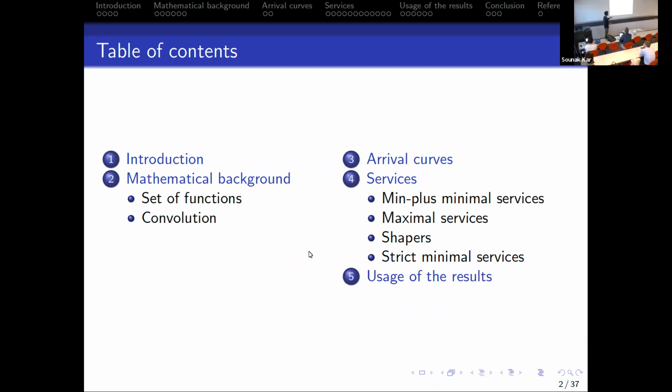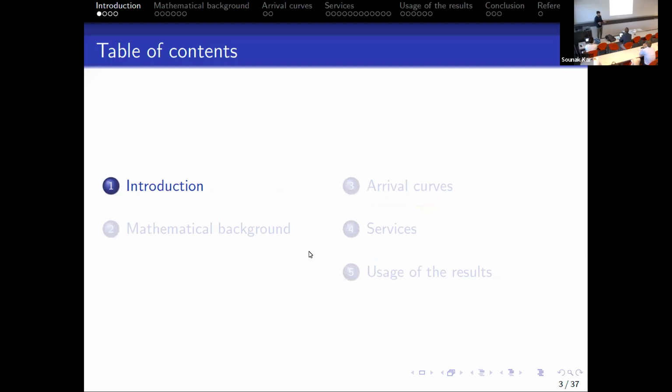Then I need to come back just a little bit, don't worry, on the mathematical background, like the set and function that I will use, the definition of the cumulative curves and the convolution. And then we can show you the relation, the equivalence between the left and the right cumulative curves. Finally, I will illustrate the usage of the results with a simple example. Well, let's start with the introduction.